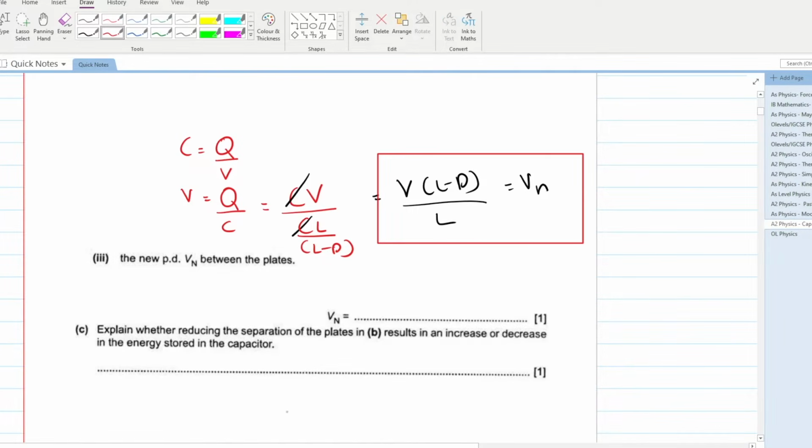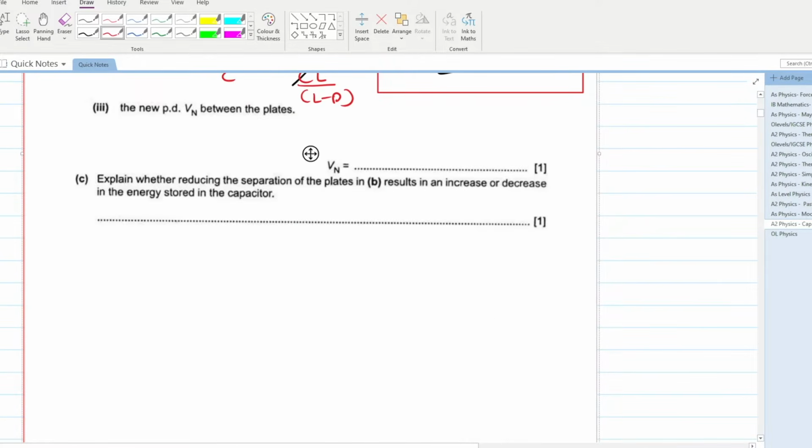Explain whether reducing the separation of the plates in B results in an increase or decrease in the energy stored in the capacitor. Okay. So बेटा, energy stored का एक formula हुआ करता था, that used to be equal to 1/2 QV. Now the charge remains constant. This is constant and this is constant. So energy is directly proportional to the voltage.